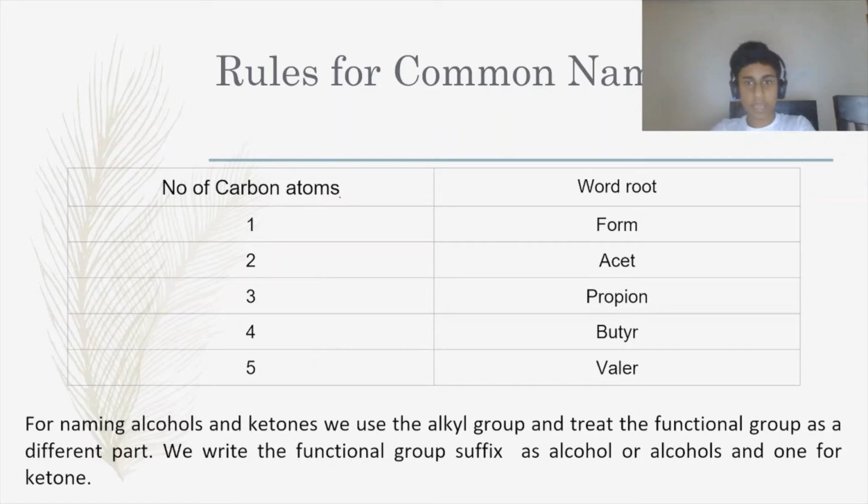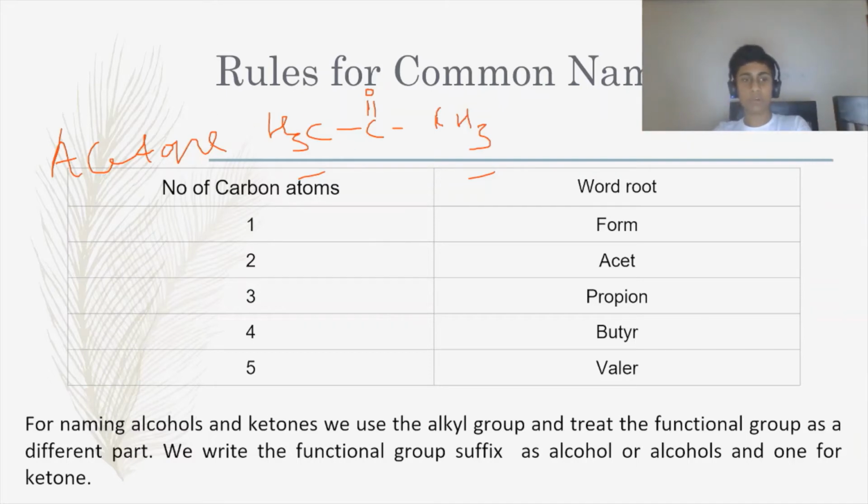And let's say we have CH3, C double bonded with O. This is a ketone group, as we saw in the previous session. Now, for this and this, we would use acet. And the thing is, this has a ketone, so it's acetone, O-N-E. So the name of this compound is acetone, A-C-E-T-O-N-E.